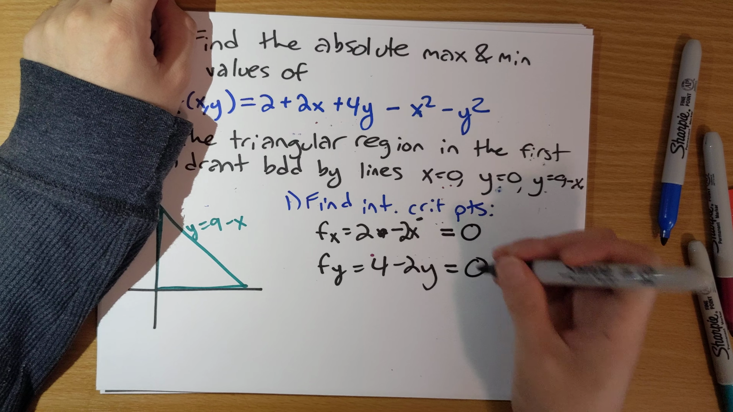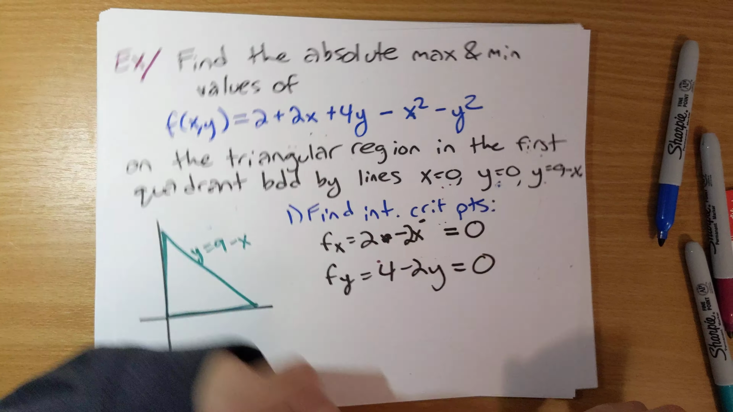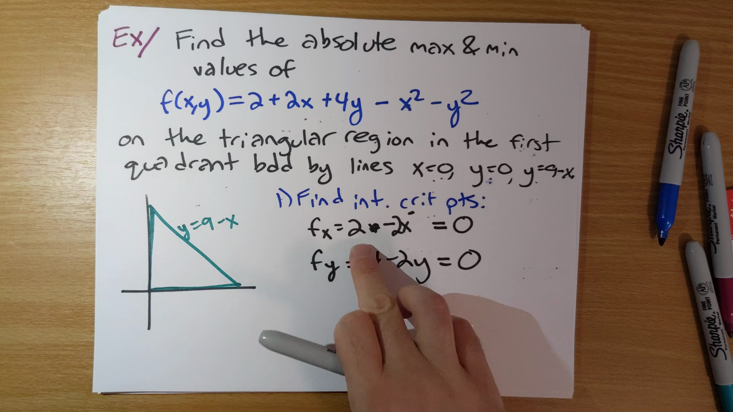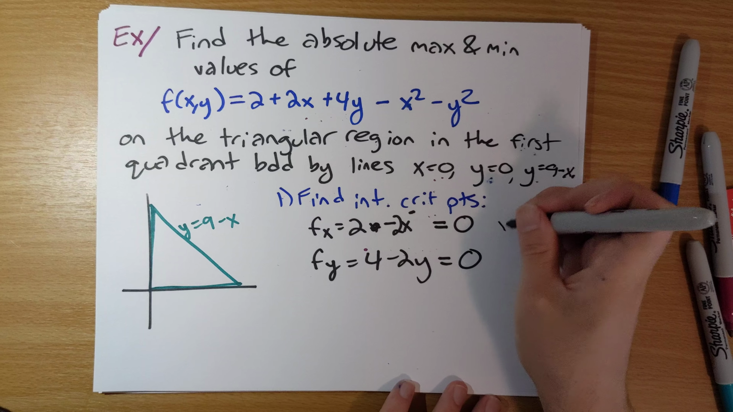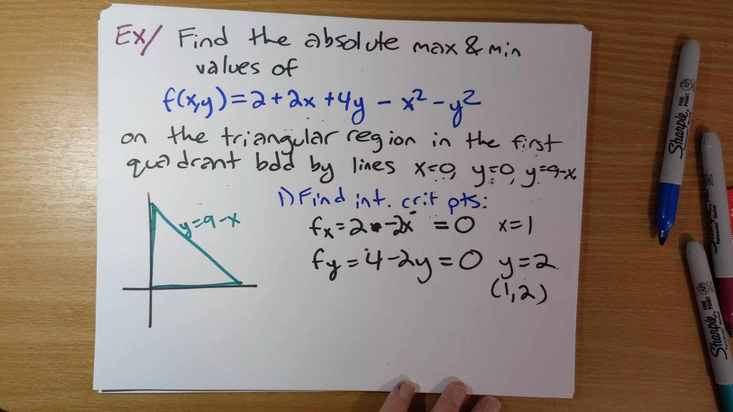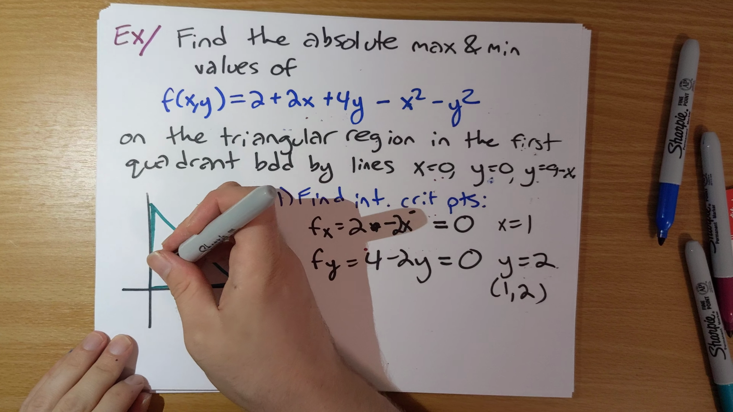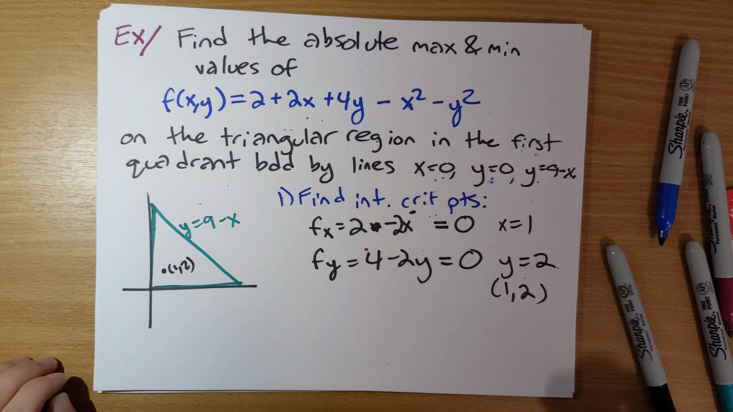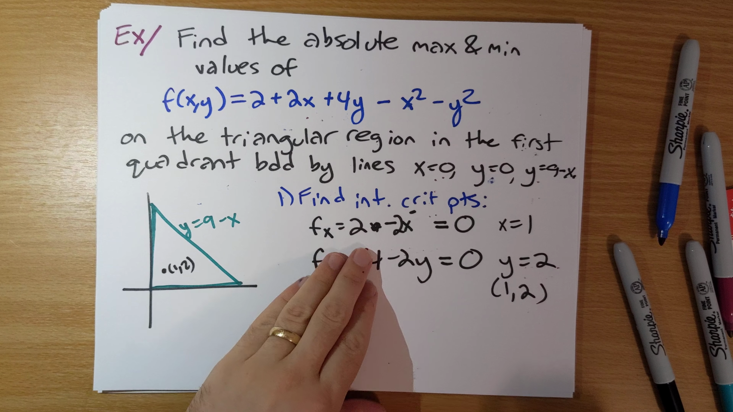Okay, so we're never going to have the partial derivatives be undefined here. So when are these equal to 0? x is equal to 1, y is equal to 2. So our point in question is going to be (1, 2). And sure enough, that falls somewhere in the interior of our triangle, so that's a good one.